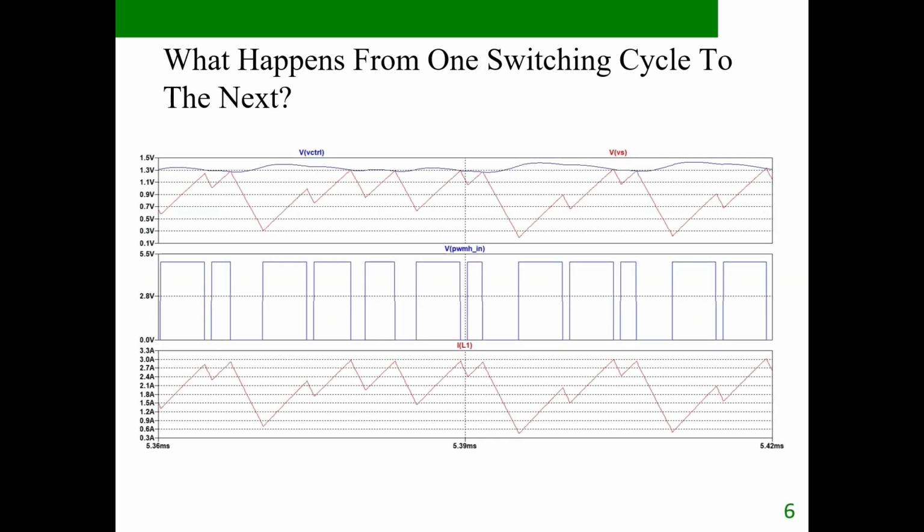Let us now zoom into the switching waveforms. The behavior becomes much easier to observe. At the top, we can see the compensator output together with the sensed current signal. In the middle, we can see the PWM signal generated by the peak current mode modulator. And at the bottom, we can see the corresponding inductor current waveform.